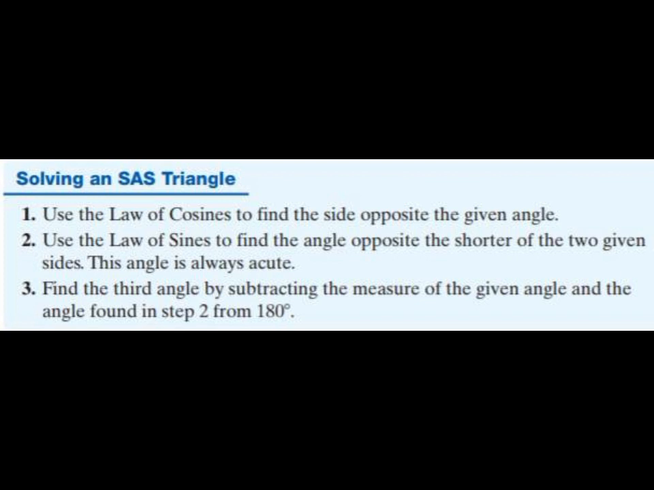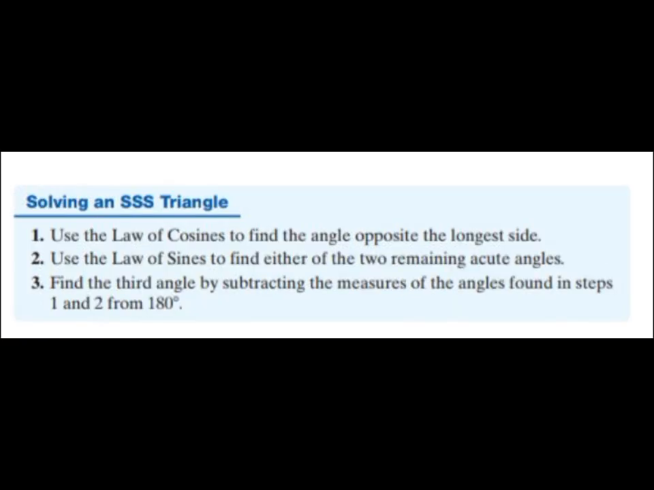Now, let's proceed to solving an SSS triangle. First, use the law of cosines to find the angle opposite the longest side. Second, use the law of sines to find either of the two remaining acute angles. Third, find the third angle by subtracting the measures of the angles found in steps 1 and 2 from 180. So now let's proceed to our 3 exercises.